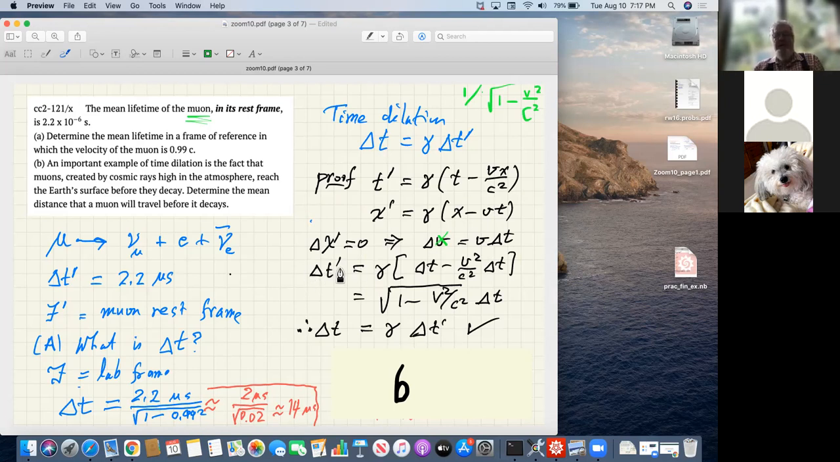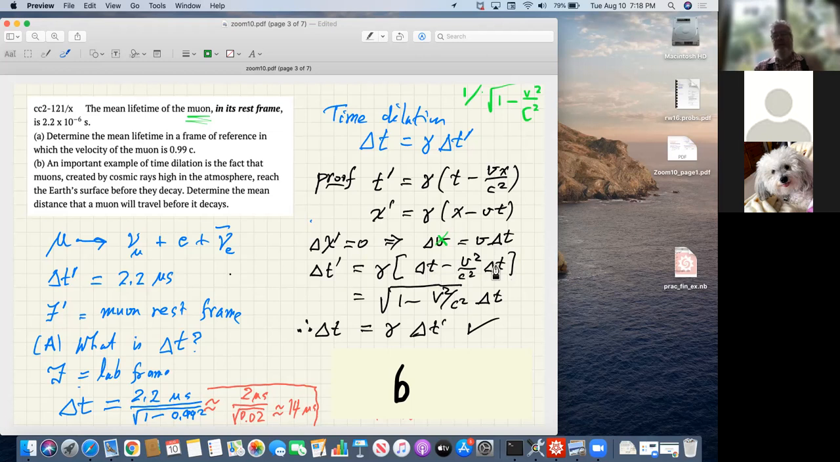So now let's calculate delta t prime. Well, it'll be gamma times delta t minus v over c squared delta x. And delta x is v delta t. So I have another factor of v and change delta x to delta t. Delta t prime is given by this expression.